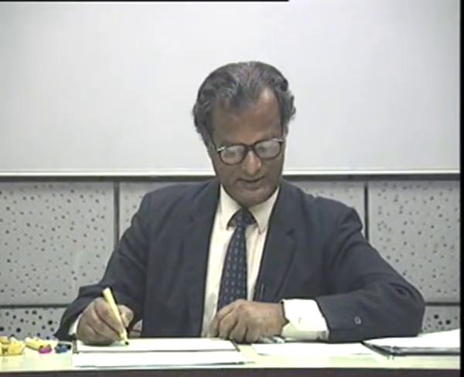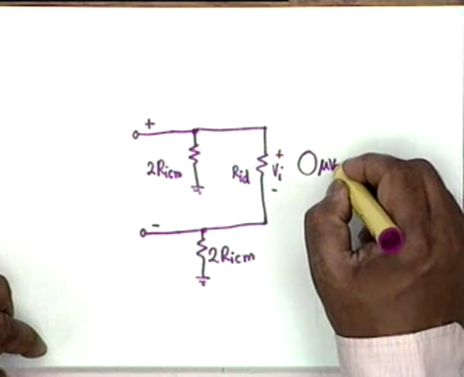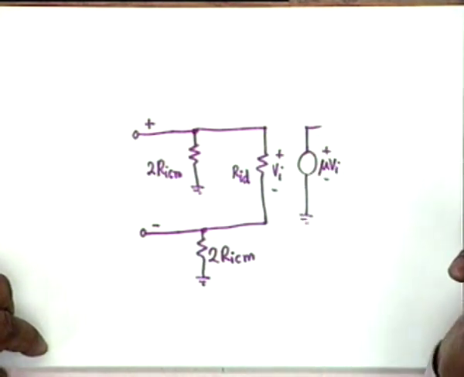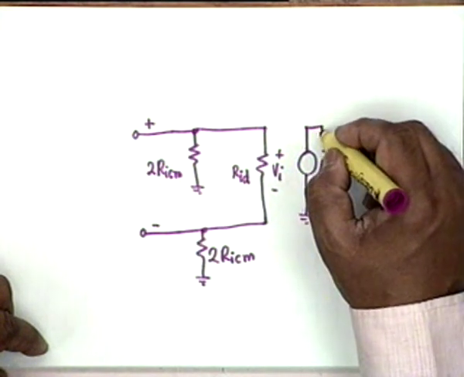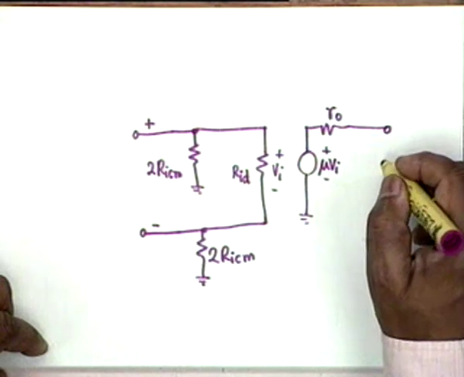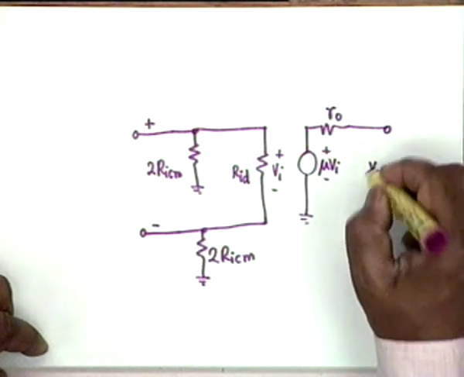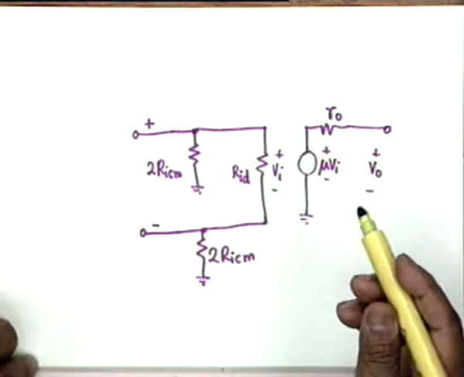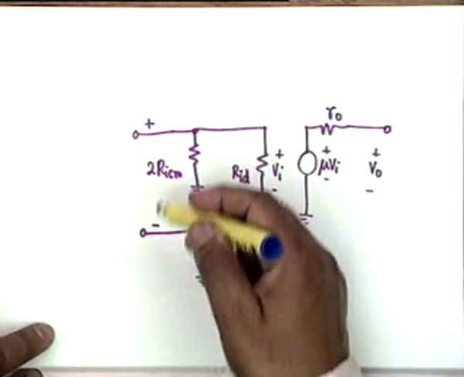Then the output circuit would be mu VI. This is the differential mode gain, and R0. This is my output voltage V0. Let's use a prime because this is only, we'll come back. The circuit that we have now, this is the differential amplifier.